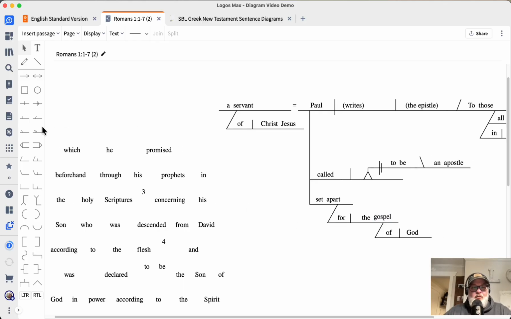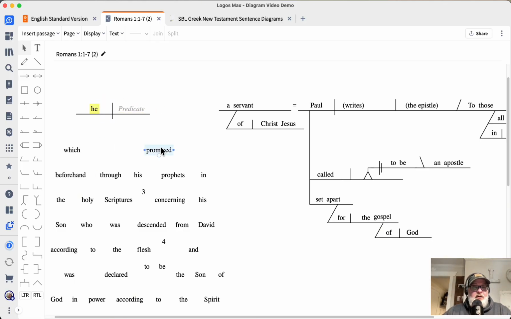And so now we're going to come back and deal with this. He's set apart for something. Again, it's for the gospel. And this gospel is which he promised. And that's the relative phrase that we're going to deal with. And relative phrases, once you get them in, you take your line and draw it from the relative phrase back to its antecedent. And the antecedent is just the noun or pronoun or whatever it's referring to. And in this case, it would be the word gospel.